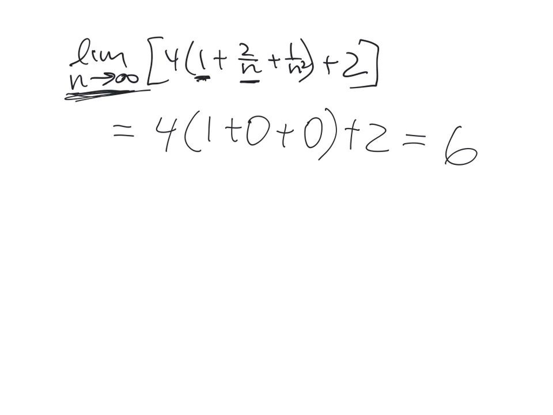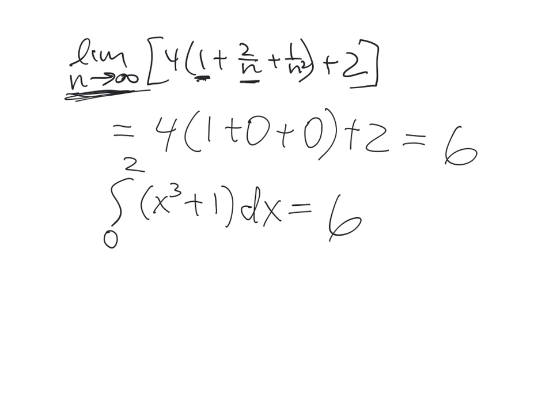Anticlimactic, isn't it? Now, remember where we came from. This was our original problem, definite integral from 0 to 2 of x cubed plus 1 dx. That equals 6. So the integral is going to equal 6. Now, how we've developed that, this 6 represents the area under this curve from 0 to 2. Exactly. That is the exact area.